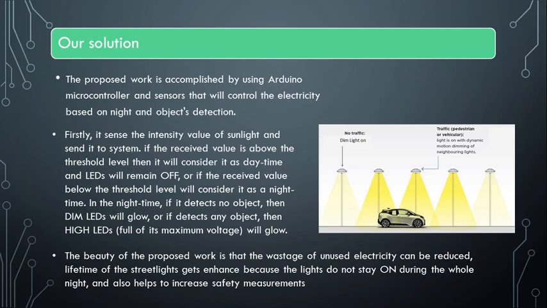Firstly, it senses the intensity value of sunlight and sends it to the system. If the received value is above the threshold level, then it will be considered daytime and the LED will remain off. If the received value is below the threshold level, it will be considered night time. In night time, if it detects no object, then a dim light will glow, and if it detects any object, then the high LED at its maximum voltage will glow.